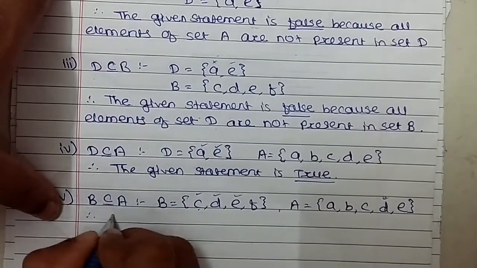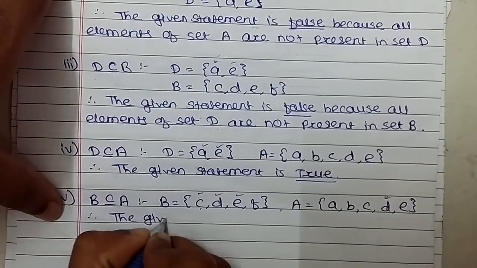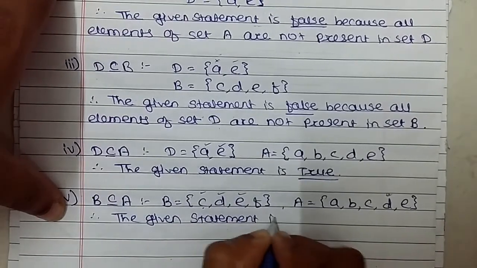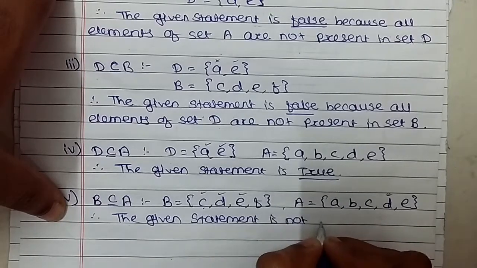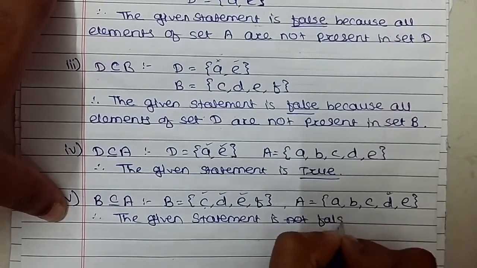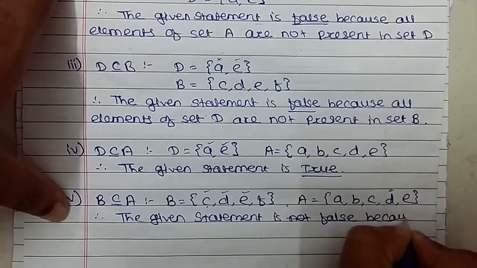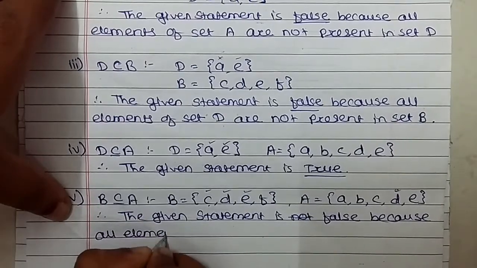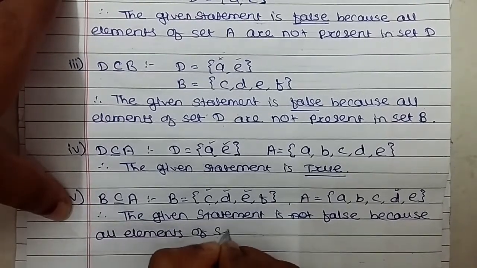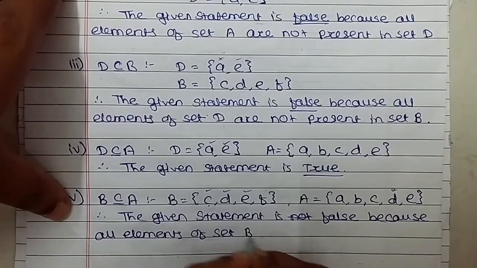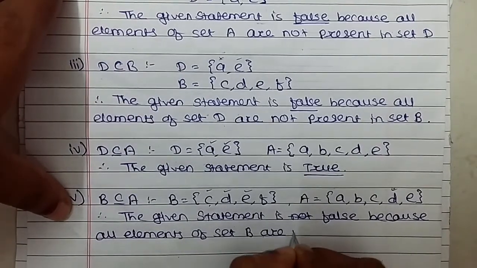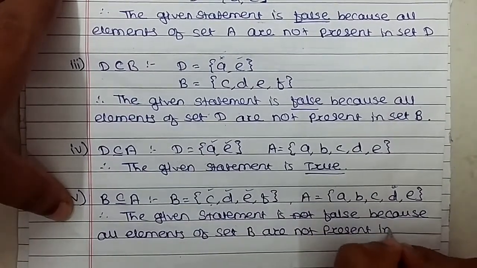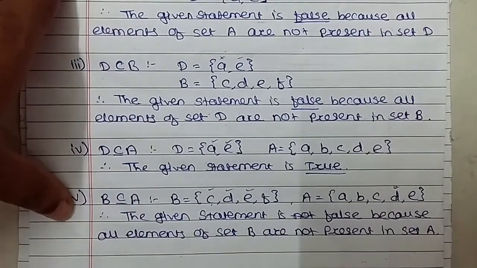So therefore the given statement is false, because all elements of set B are not present in set A. Okay, understand?